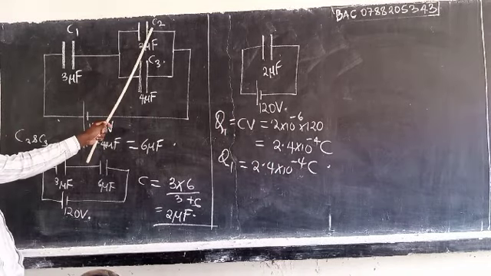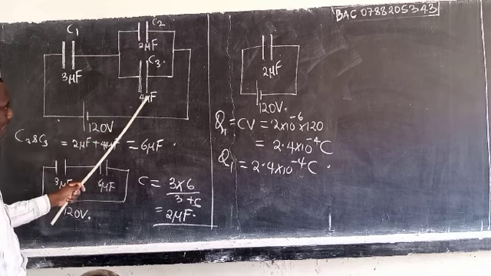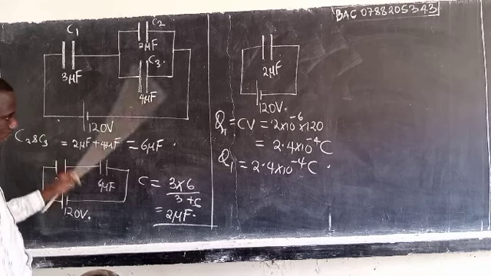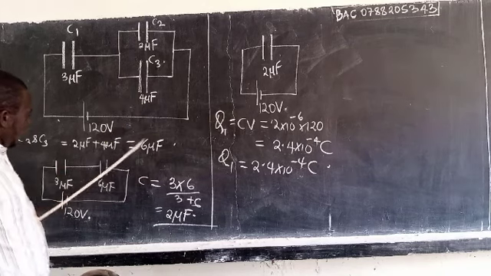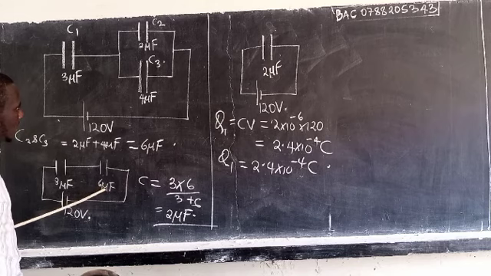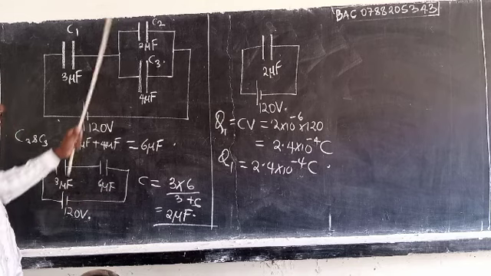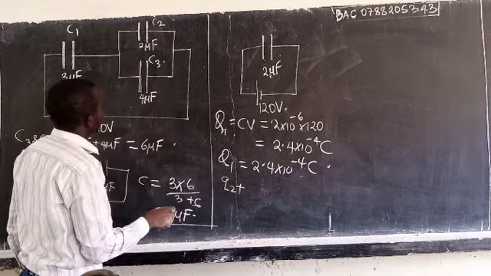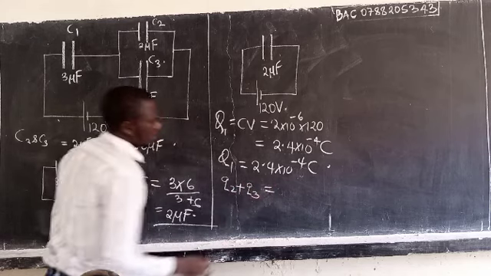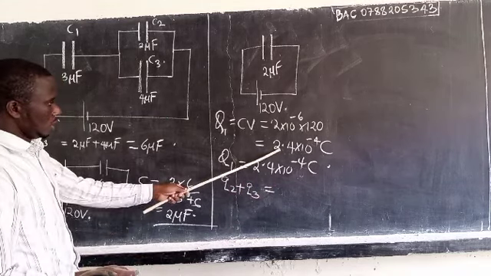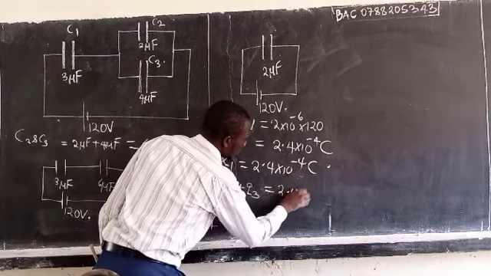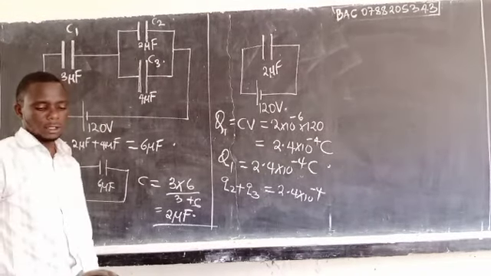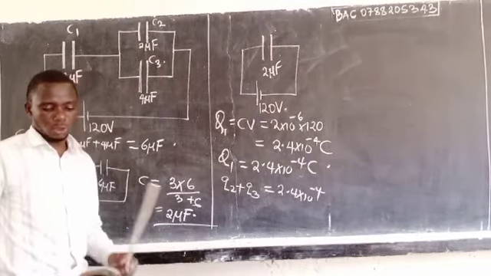What about charge 2? You realize that this and this, now there you have to add the charge on this plus the charge on this equals this charge that is on this 6, right? Yes. The charge on this plus the charge on this. So I can say that the charge Q2 plus the charge Q3 is equivalent to this one, 2.4 exponent -4. Are you there? Yes. Charge 2 plus charge 3 is equal to that.